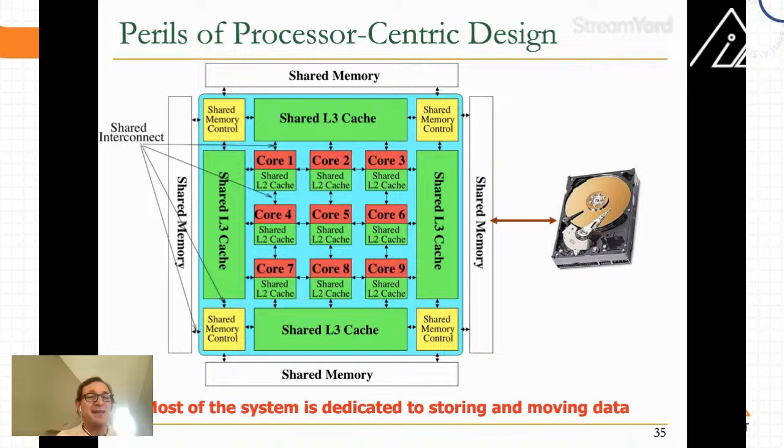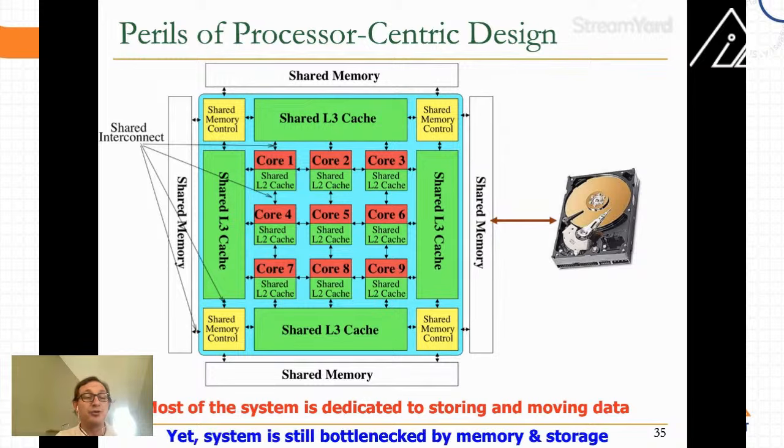Now, you would expect that if you are dedicating most of your resources to storing and moving data, you should not be bottlenecked by it. But unfortunately, the system is still bottlenecked by memory and storage today because computation can happen only inside these cores.